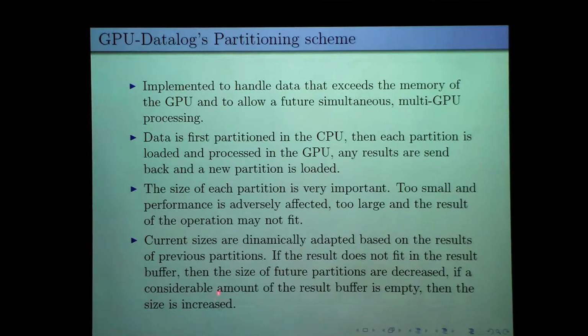Right now, we have dynamically adapted sizes based on the results of previous partitions. So the idea is that if a result is not going to fit in its buffer, then the size of the future partitions is decreased. And if a considerable amount of memory is left free on the result buffer after an operation is completed, then the size of the partition for the next processing of the rule is increased.